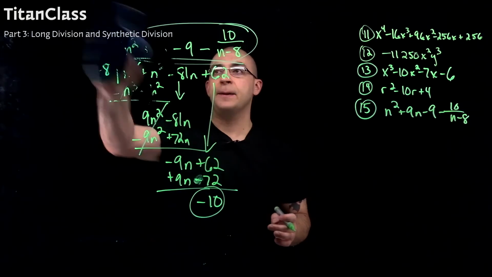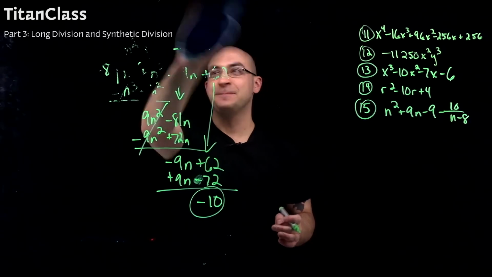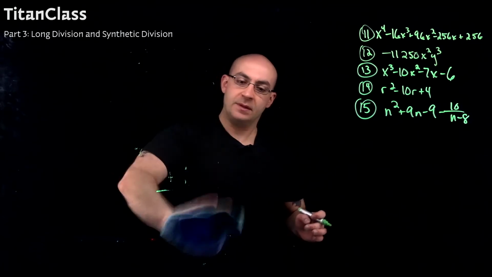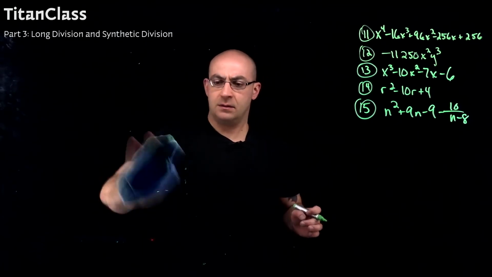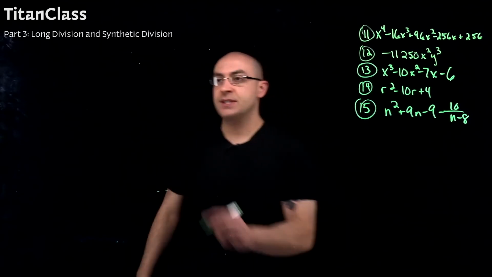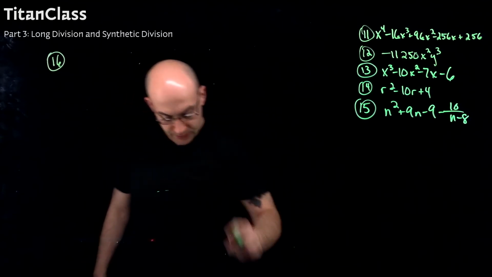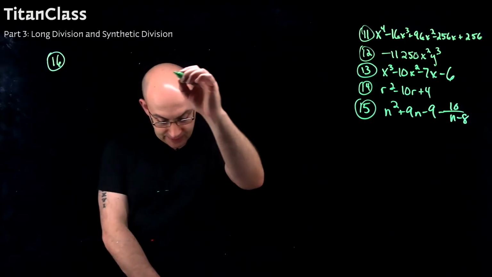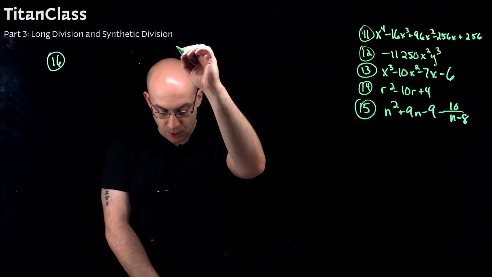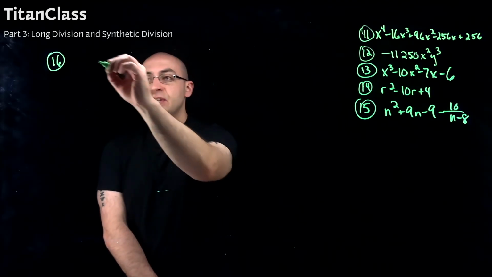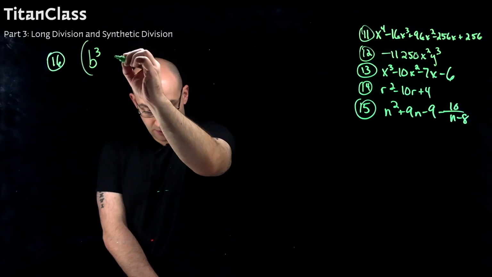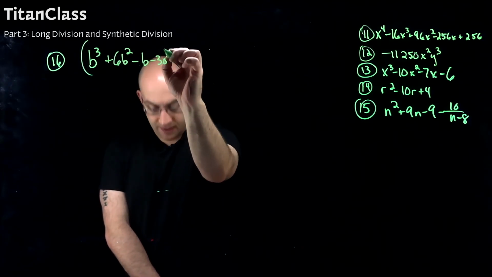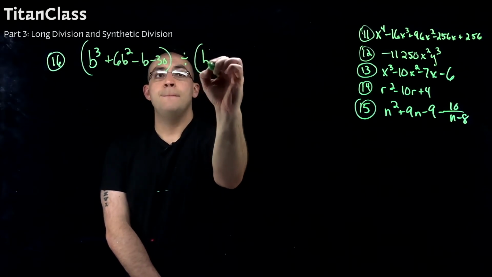Let's do some synthetic, which is a lot faster and a lot better, right? Okay, number 16, and we'll do one that has no remainder. So let's say that I said that we needed to use synthetic division for this problem: b to the third plus 6b squared minus b minus 30 divided by b plus 5.